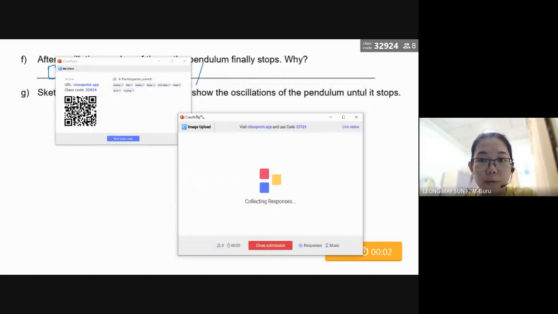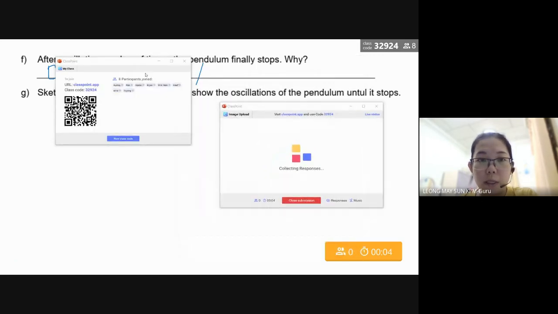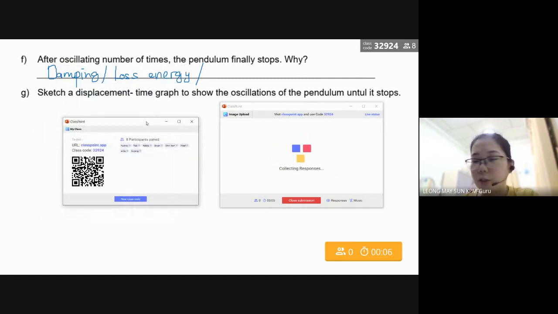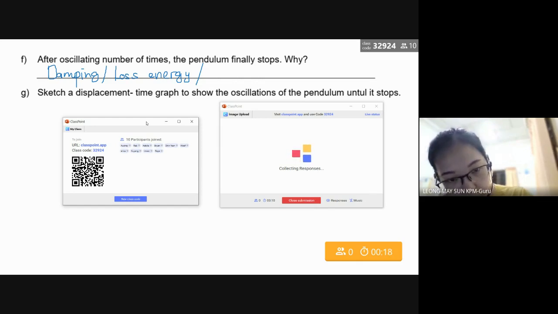So those who entered class points already, you can screenshot the picture of the damping graph that you drew just now. I just want to cross-check how you drew your displacement-time graph, or your amplitude-time graph just now. The y-axis should be displacement, not amplitude. My bad. So can you please change the y-axis from amplitude to displacement?